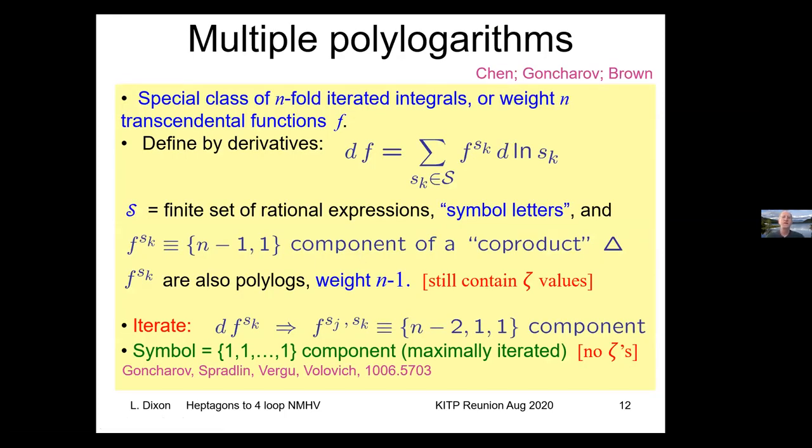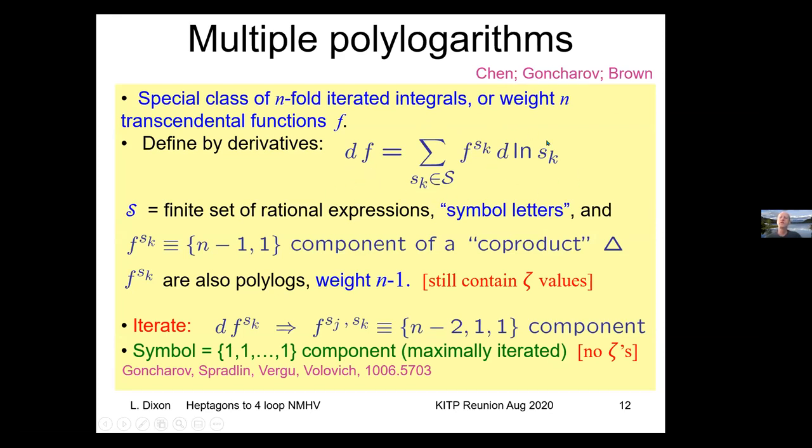So multiple polylogs have a long history, and they've been very popular in the past decade or so in describing classes of amplitudes. Now, they are not the whole story for arbitrary amplitudes. There's been a lot of interest in elliptic and beyond-elliptic polylogarithmic functions. But for the 7-point case, all we need are multiple polylogs. They have the property that they're n-fold iterated integrals, which we can define by derivatives if we also specify boundary conditions at a point.